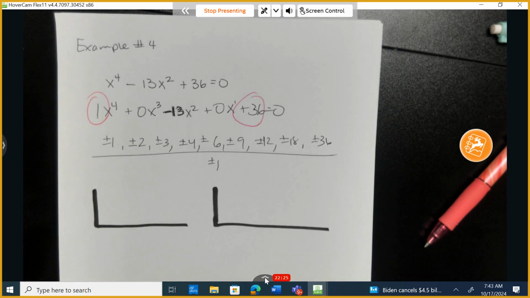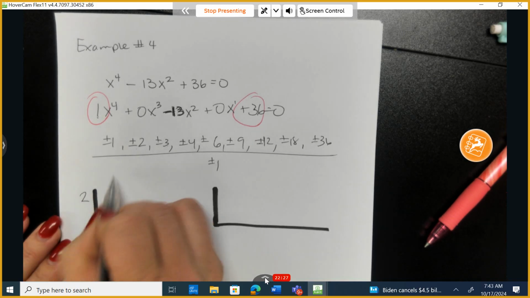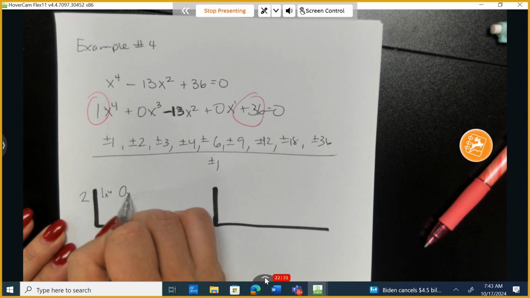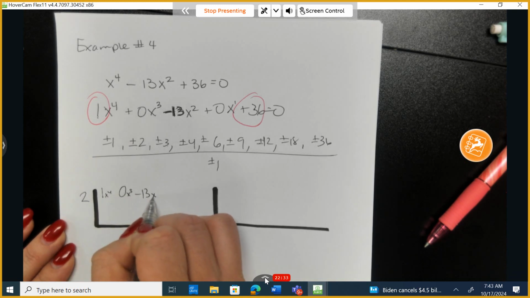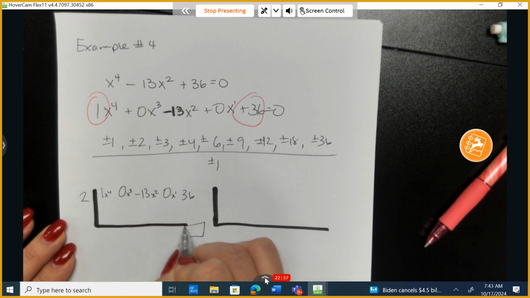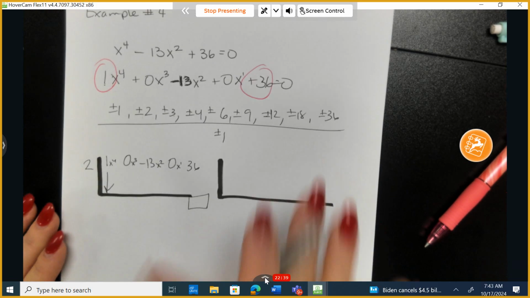Okay, I want everybody to stop for a second. We got 1 that works. Let me see here. So I have 1x to the 4th, 0x to the 3rd, -13x squared, 0x to the 1st, and 36. And I'm going to have an answer down here. Let me check here. Let's see if Camila is right.